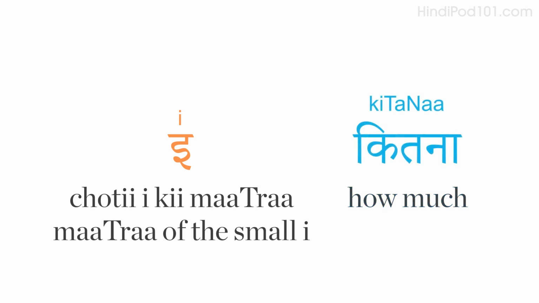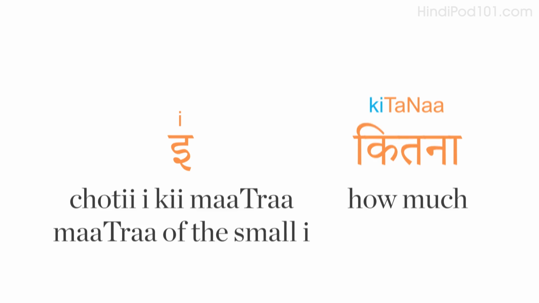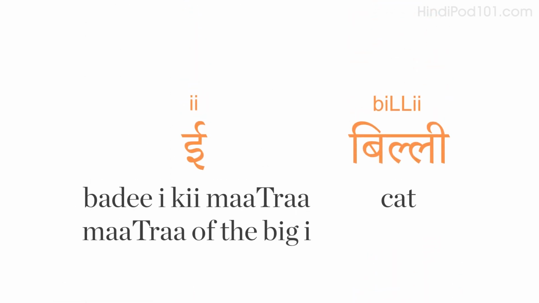Let's try another. How much? Kitna. See this matra on the letter k? That is called choti e ki matra or matra of the small e. Whenever you see this matra on a consonant, add the vowel sound to the consonant and say it. So, k becomes ki.